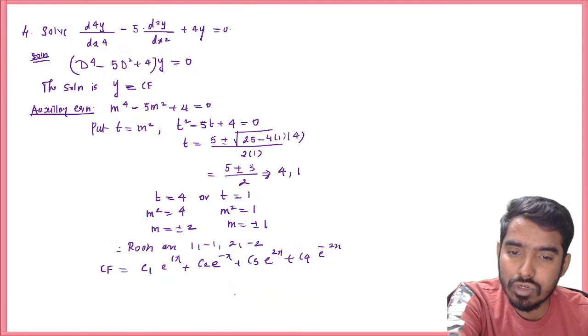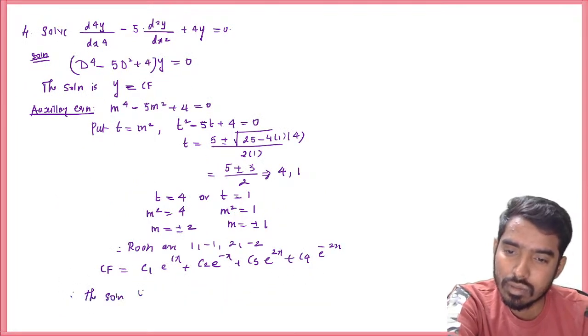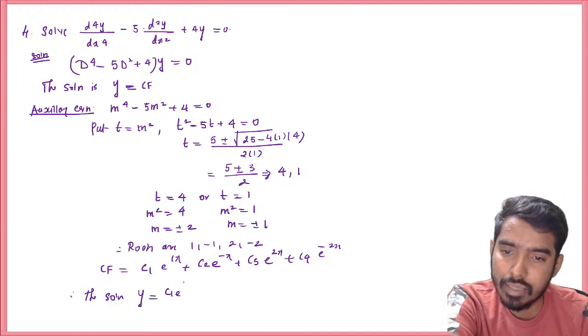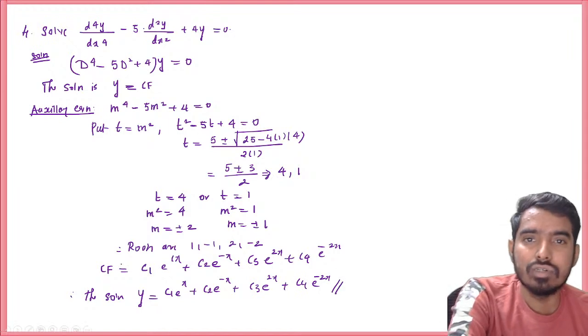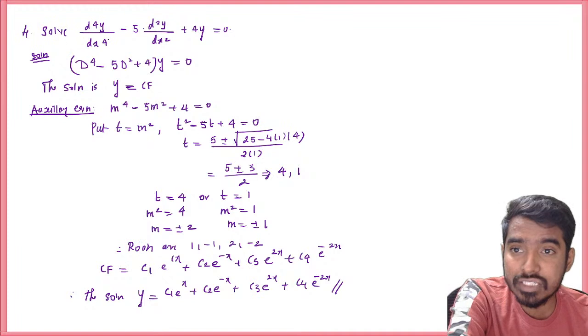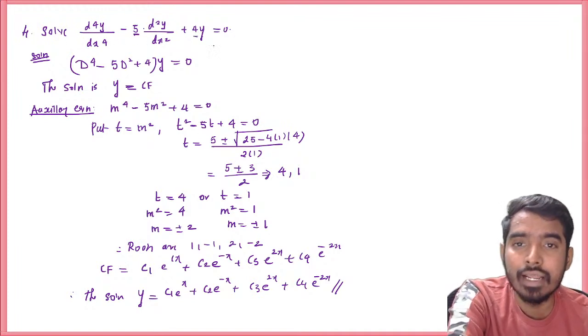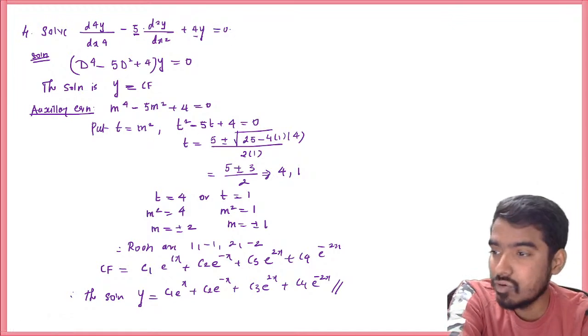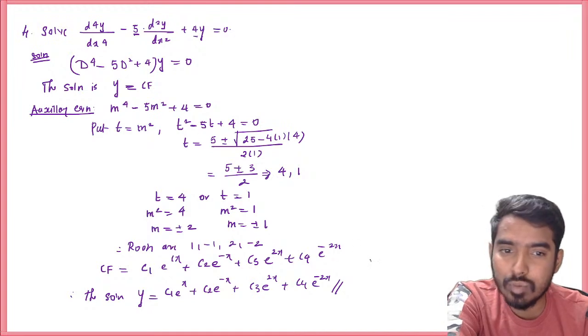So we have 4 roots and all 4 are distinct, right? Therefore the solution is y is equal to c1 e^x plus c2 e^(minus x) plus c3 e^(2x) plus c4 e^(minus 2x). So type 0 is very easy. You have a linear differential equation with constant coefficients, and the RHS is 0. I'll move on to the next problem.